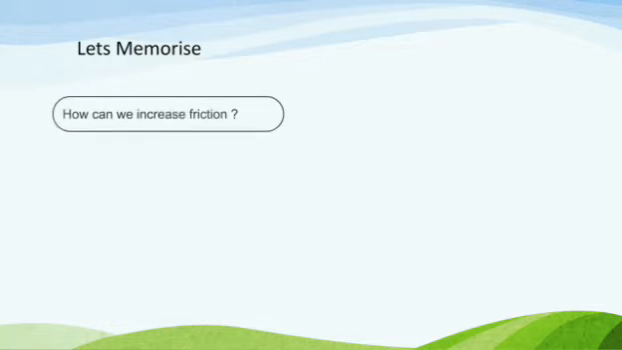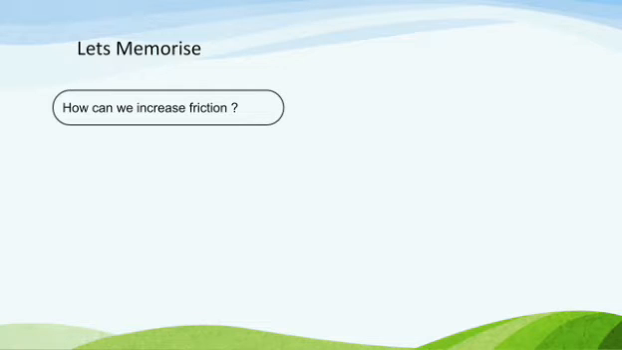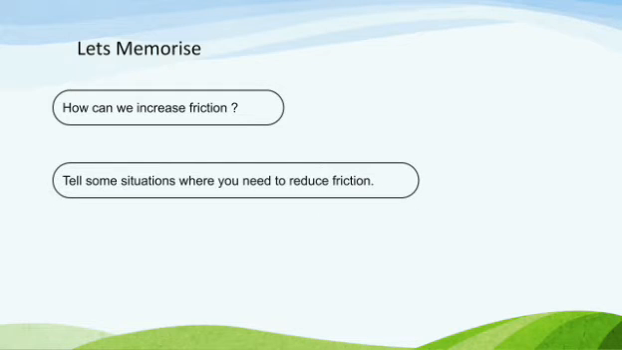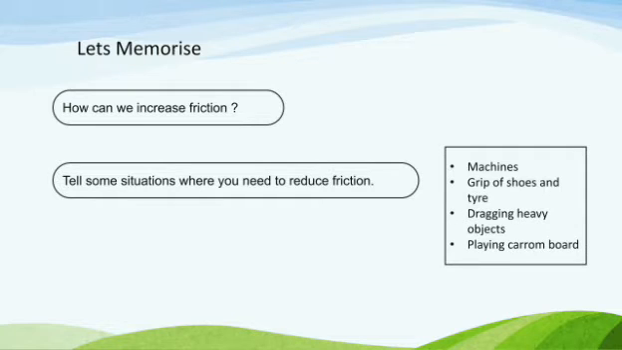The first one is, how can we increase the friction? Please tell. Making surface dry, increase roughness of surface, increase body weight. Okay, good. The next one is, tell some situations where you need to reduce friction. Please tell. Machines, grip of shoes, grip of tire, dragging heavy objects, playing carom board. Okay, very nice.